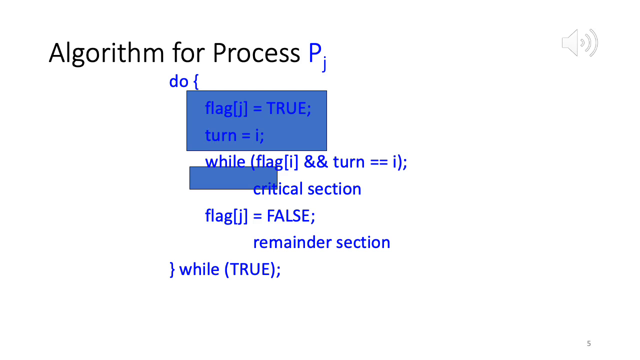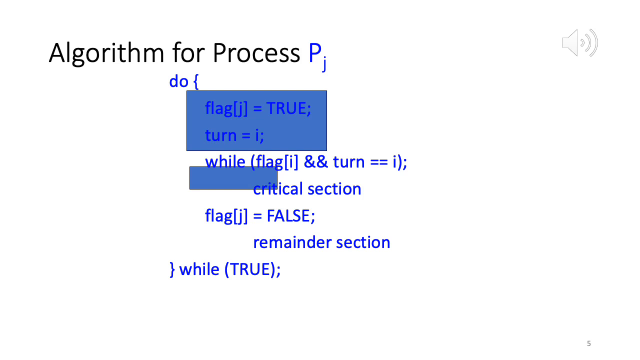So here I am on slide 5 now. This is the algorithm for Pj. It's a sort of a mirror image of the other one. So flag J is true, Pj declares its intention to enter its critical section, and it's being nice and giving turn to the other process by setting turn is equal to I. Note that the value of turn decides which process enters its critical section. If turn is I, Pi enters. If turn is J, Pj enters. Only one at a time.